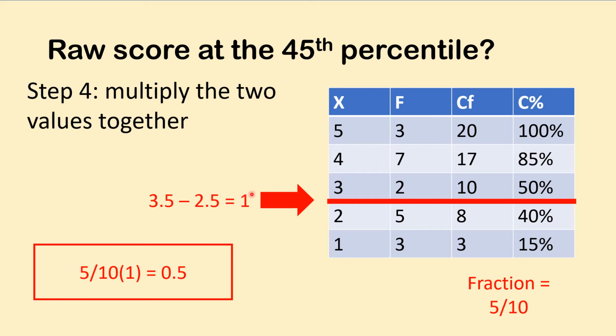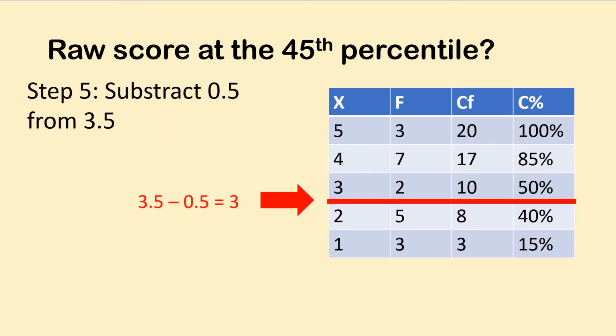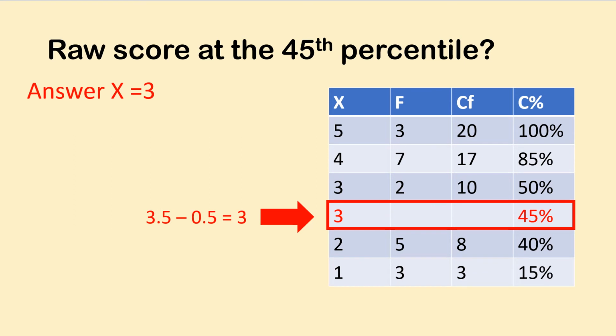Now that we have this value of 1, we can combine that with our fraction, or really multiply, to get the next value for the next step, which is 0.5. And with the final step now, once we have this value, the difference between the two intervals, we just subtract this value from the upper limit on the raw table side to get a value of 3. So for this interpolation question, a raw score at the 45th percentile is actually a value of 3.